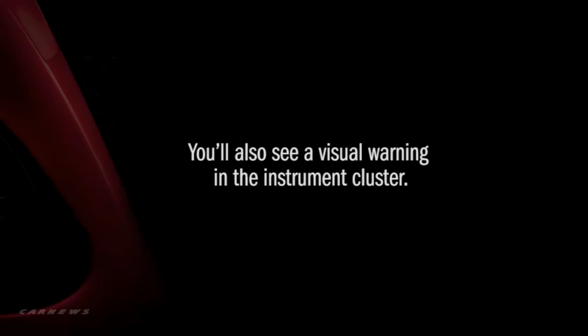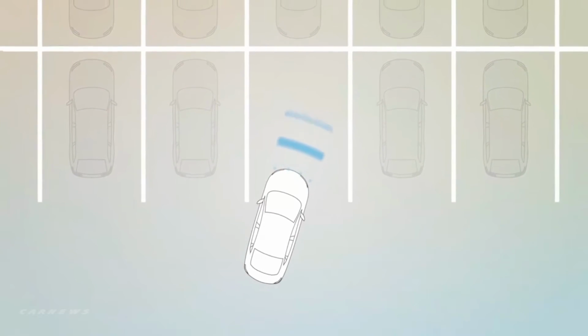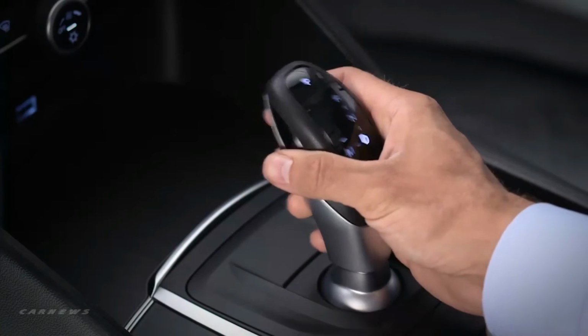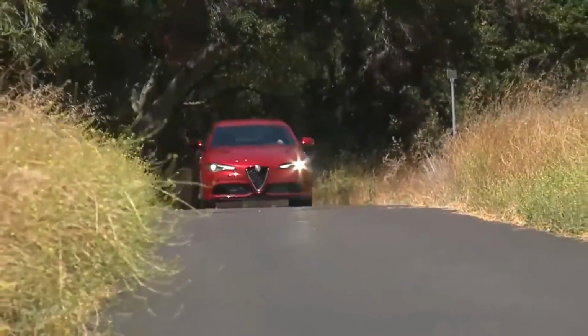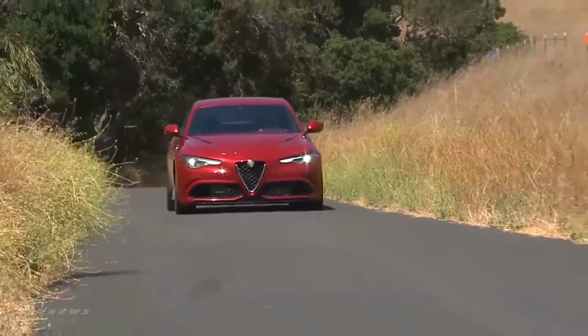To exit the visual warning, push the rotary pad. The acoustic alert will continue as long as an obstacle is detected. When you shift into a forward gear, the rear sensors deactivate and the front sensors stay on until you exceed 9 miles per hour or 15 kilometers per hour.